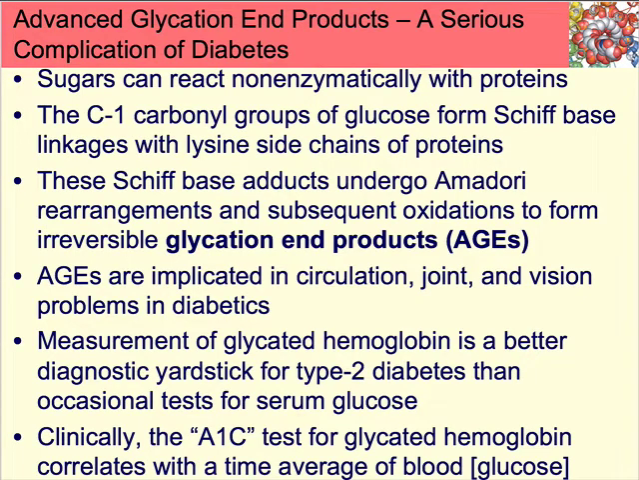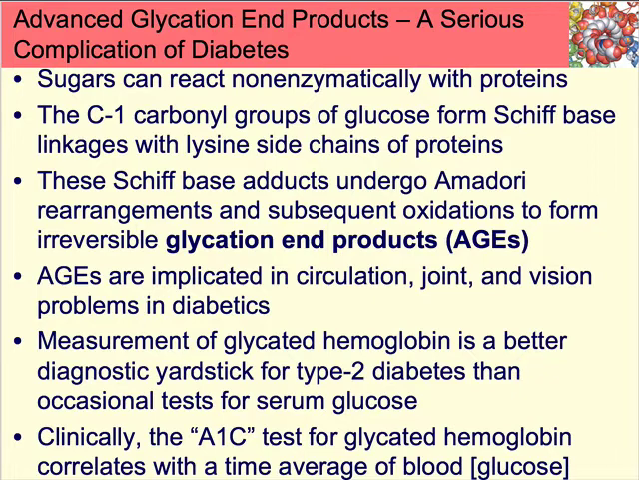There's a note in your book about what are called advanced glycation end products, or AGEs. They're a serious complication of diabetes, as it turns out. Sugars can react non-enzymatically with proteins, and the C1 carbonyl group of glucose forms a Schiff-base linkage with lysine residues on proteins, and these Schiff-base adducts undergo what are referred to as Amadori rearrangements and subsequent oxidation to form what are called glycation end products, and these are irreversibly formed.